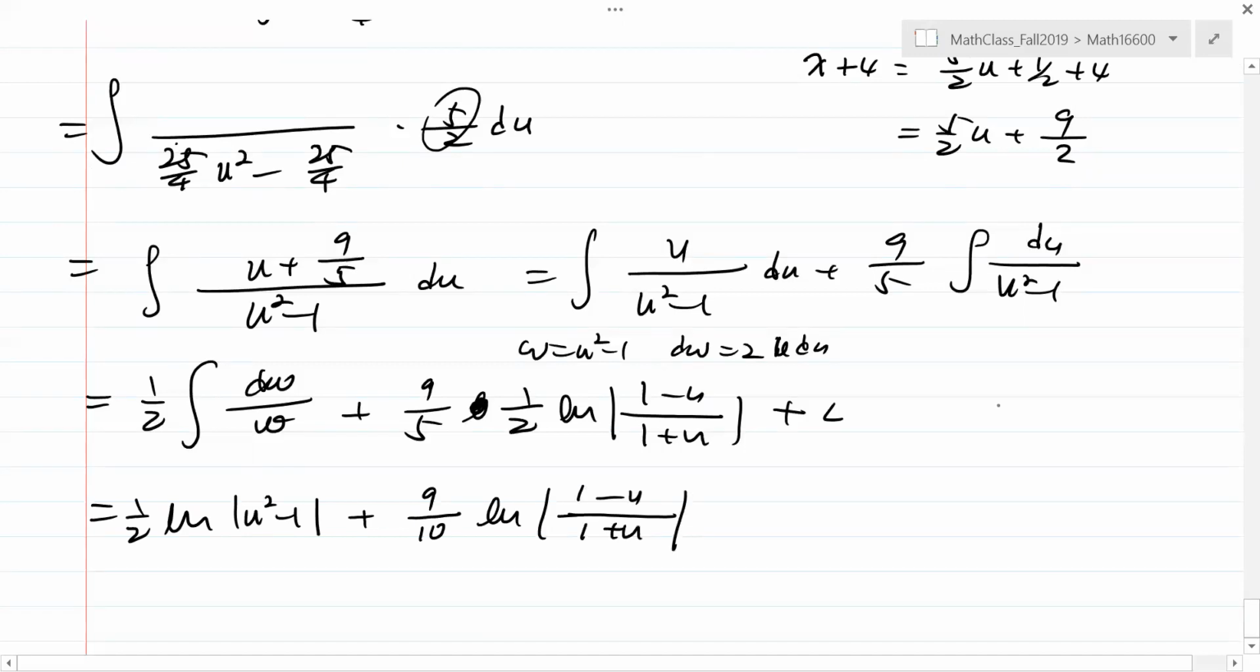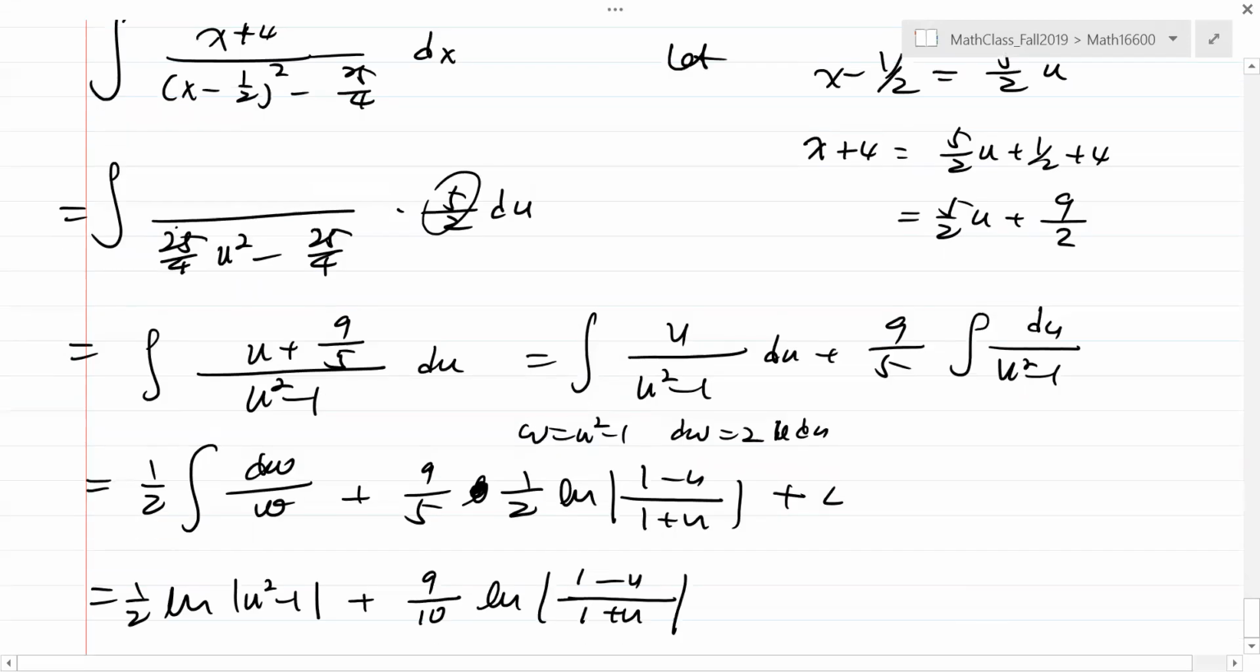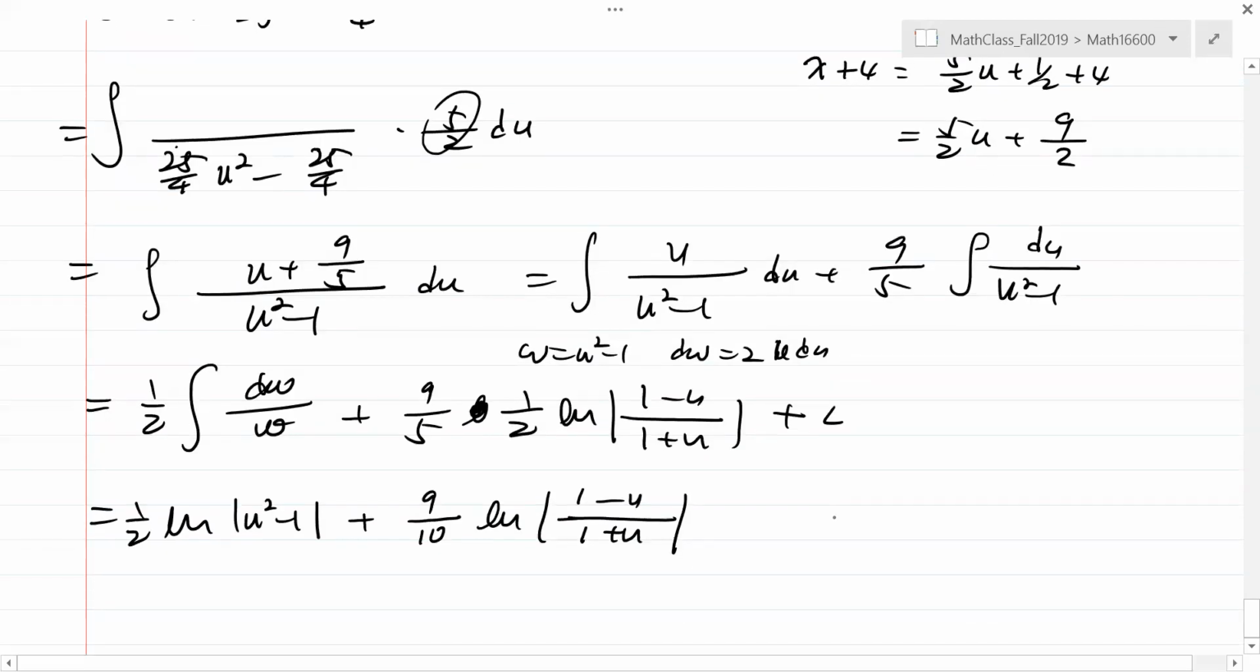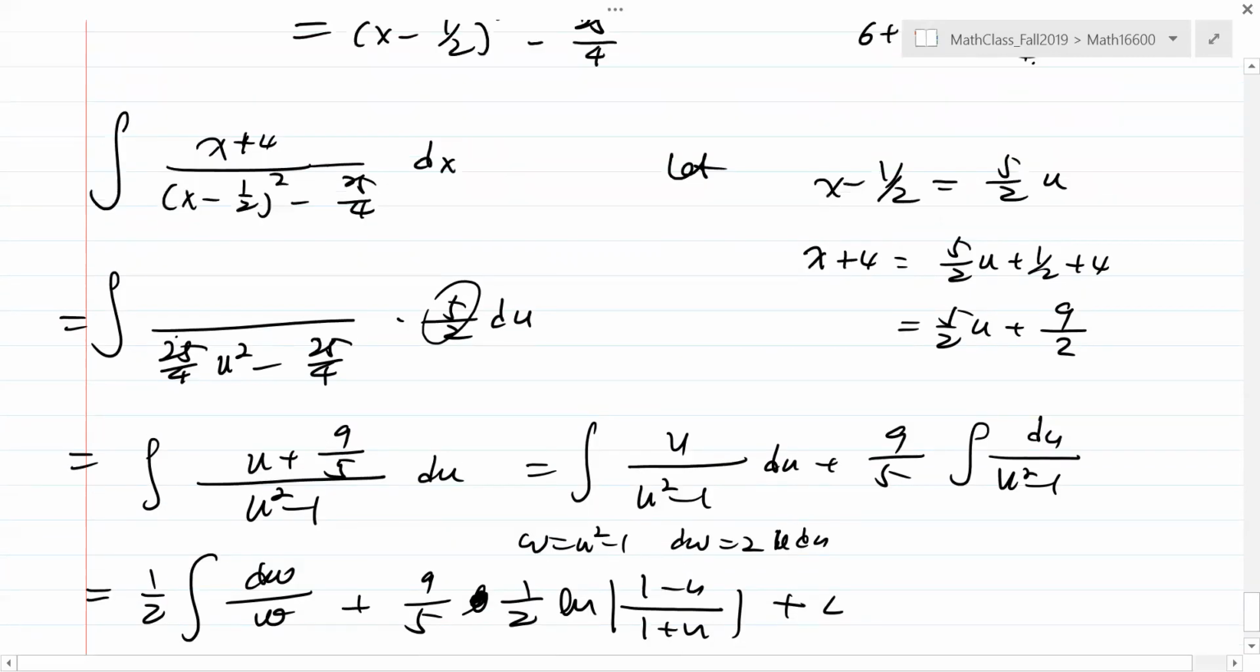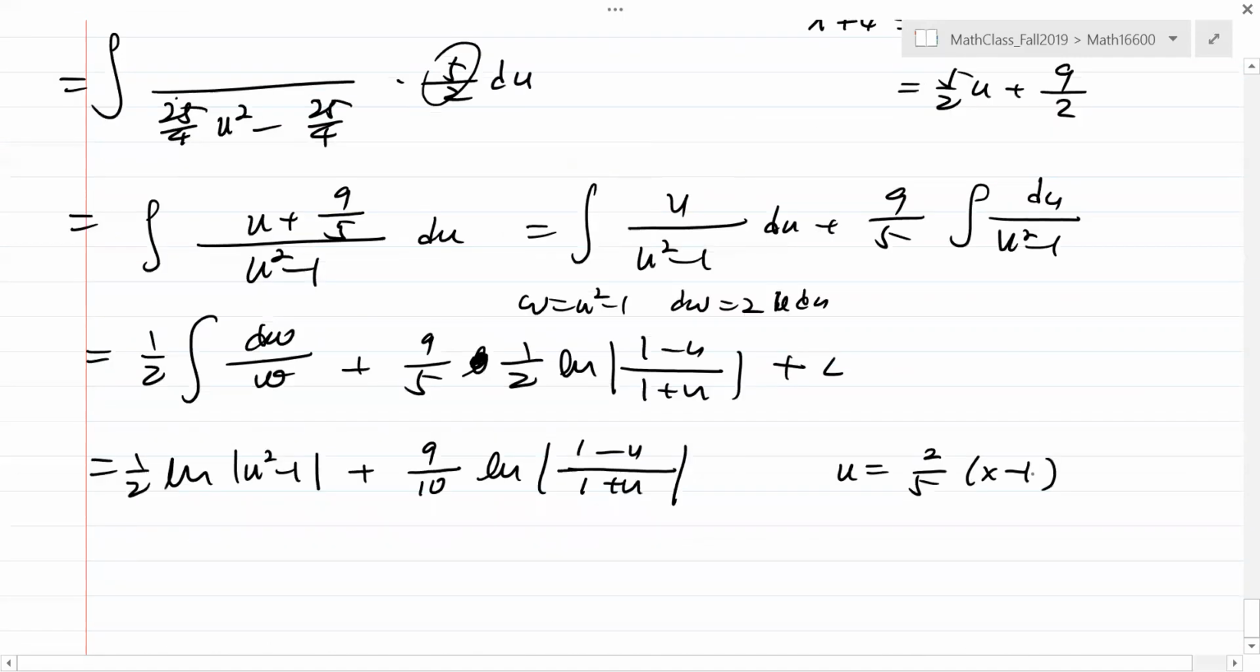And what is u? I think u already is given, where u is going to be 2 over 5 times x minus 1/2. So just plug them into the formula, and you get the answer.